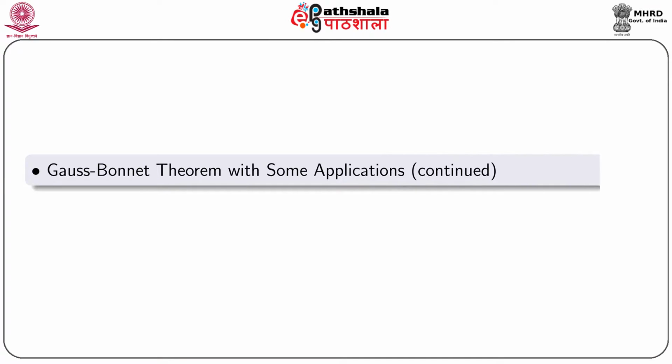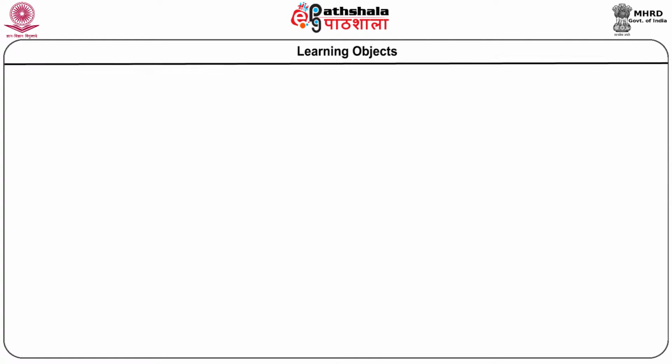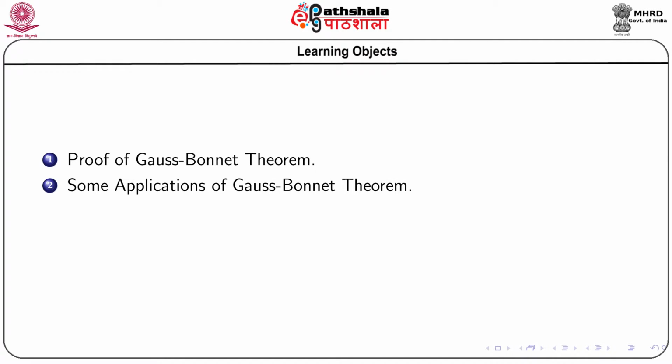So, that means the Gauss-Bonnet theorem is applied to find the integral curvature of a surface. So, let us see the proof of the Gauss-Bonnet theorem with some applications. The name of module 9 of chapter 9 is Gauss-Bonnet theorem with some applications, continued. So, here we shall see the proof of the Gauss-Bonnet theorem, and secondly some applications of the Gauss-Bonnet theorem.